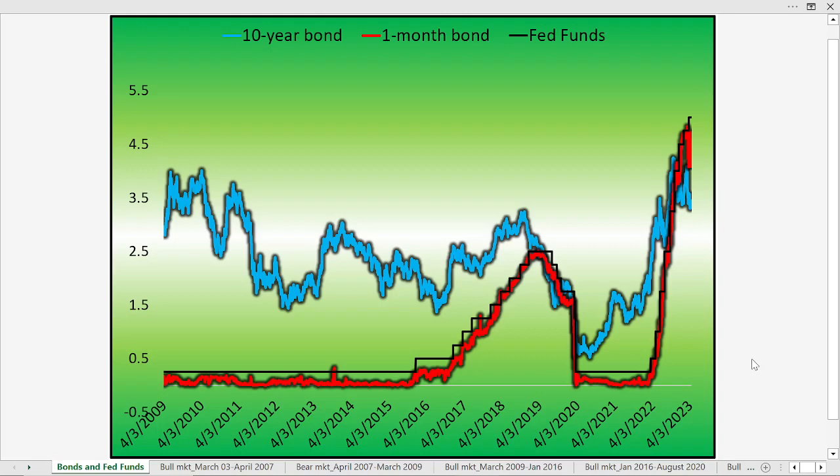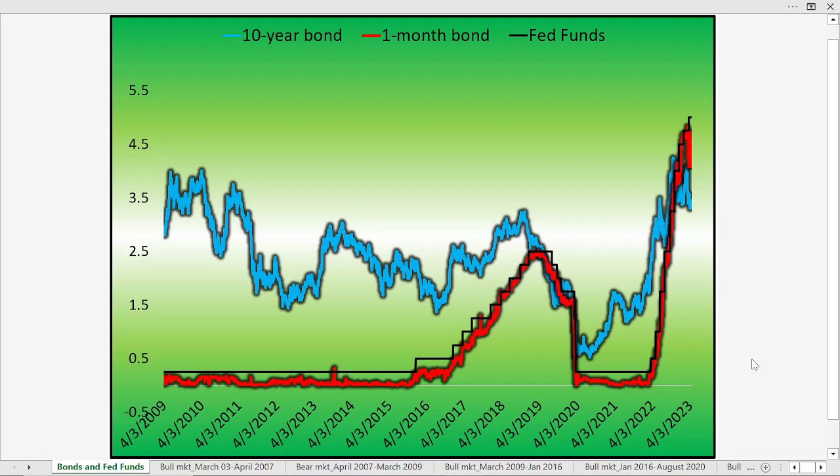Last time we spoke, we mentioned that in bull markets, uptrending markets, we see the 10-year bond and the longer-term bonds tend to lead the market higher. And in bear markets, the short-term bonds like the 1 year or the 1 month tend to lead the market lower, which is true to an extent. However, it's a bit more complicated than that.